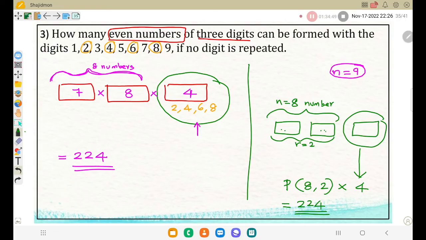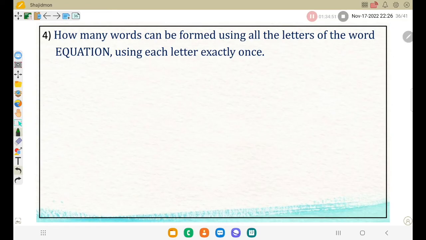Now let me go to the next question. Question number 4. As you know, this is a little lengthy section, so we will answer this one now. How many words can be formed using the letters of the word EQUATION? How many words can be formed using all the letters? Okay, that is important. All the letters of the word EQUATION.